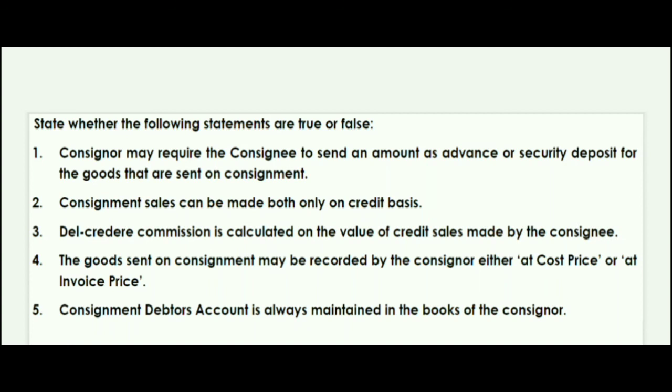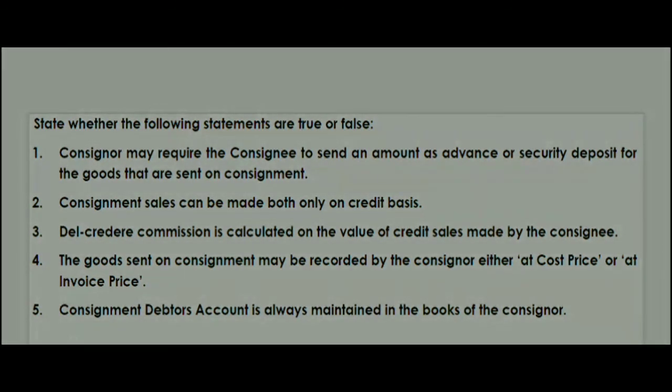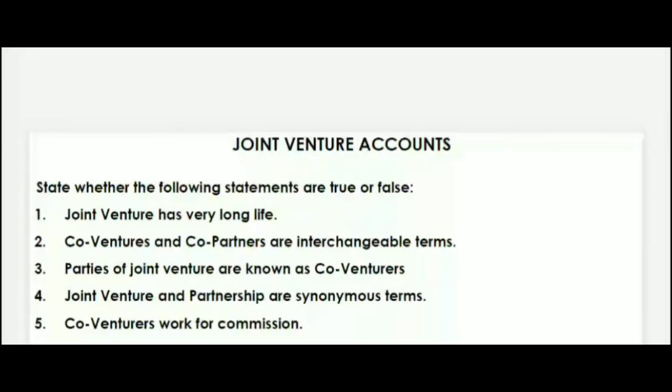Well, the consignment debtor account is always maintained in the books of consignor. That's false. Consignment debtor account is maintained by the consignee. Why would we maintain it on the consignor's side, right? So I hope this is done. Let's see the next question now. Well, the next question will be on joint venture account. So it's a true and false type. First, state whether the following statements are true or false.